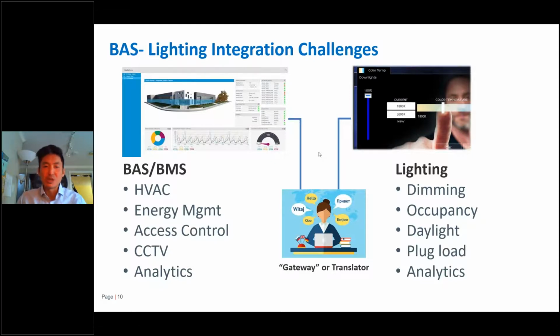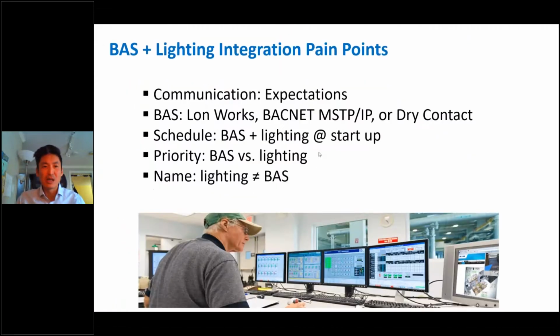But each one of those systems is pretty robust and has to do a lot, and a lot is being asked of them. Each one is tasked with slightly different things, and if we look at what some of those expectations are, what some of the pain points are, it's some of that communication that happens in terms of the expectations. So I'll give you an example.